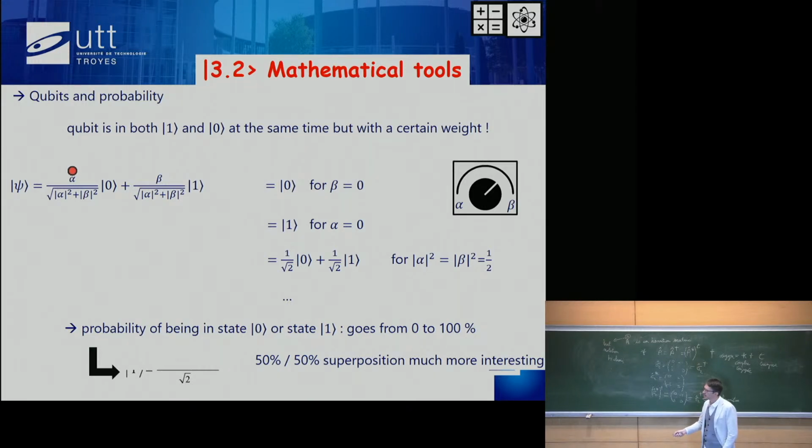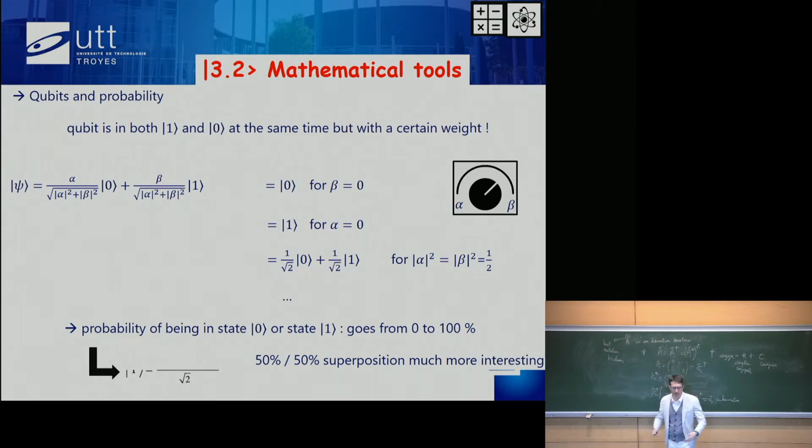And what we can see is that these parts, alpha and beta, are like a bit of a dial. You can dial and change the weight of alpha and beta at will. So for instance, you can go from the state 0, because if beta equals 0, you tune your dial all the way down to alpha, and beta equals 0, then you have the 0 state. Then if you dial the other way, you dial up to beta, then alpha equals 0, and you end up with the 1 state.